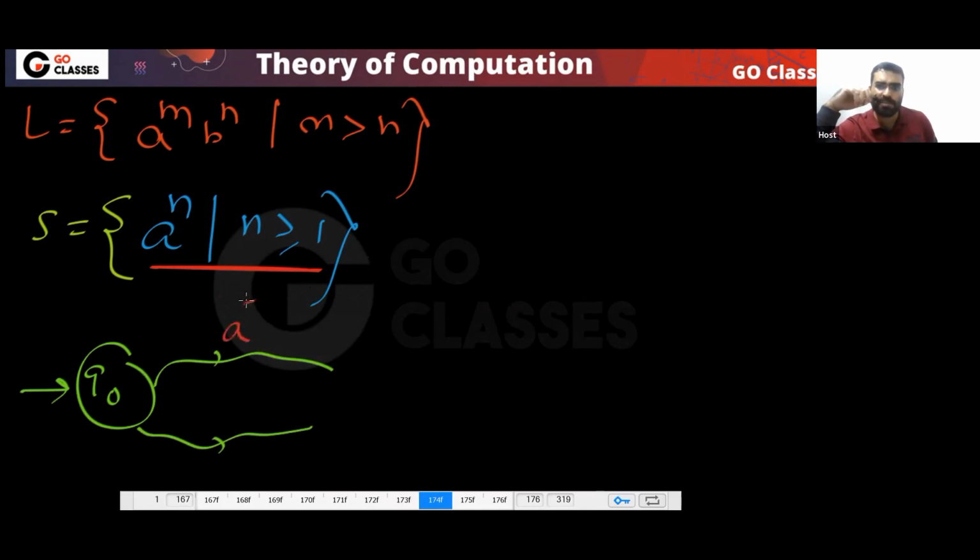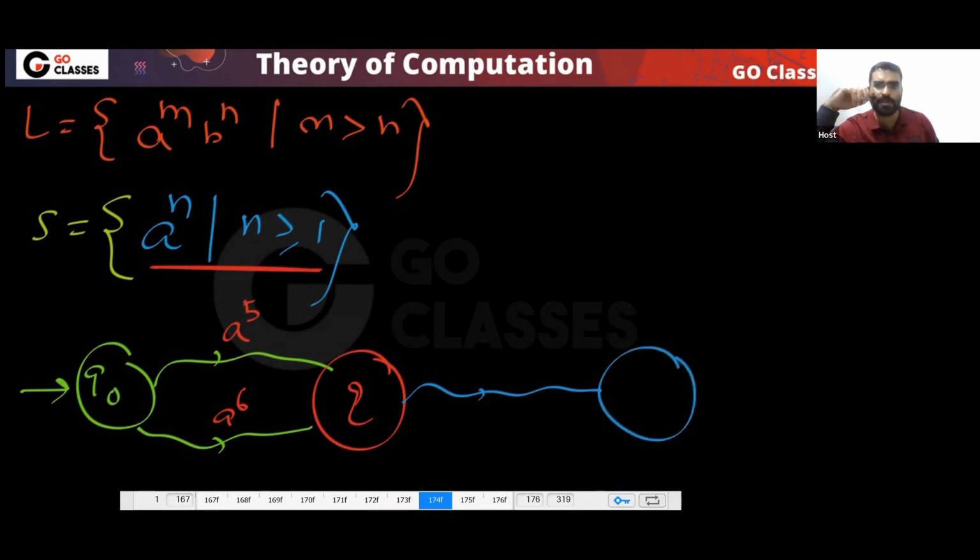If they are going to same state, for example, a power 5, a power 6, is there any problem? Which extension will create a problem? Tell me, which extension is going to create a problem? There exists an extension which will create a problem.